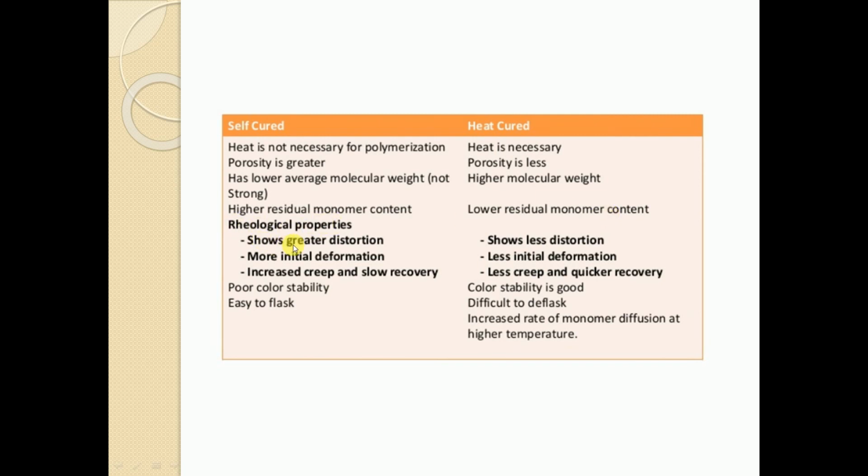Rheological properties, self-cure shows greater distortion. Heat-cure shows less distortion. Self-cure shows more initial deformation. Heat-cure shows less initial deformation. Self-cure shows increased creep and slow recovery, and heat-cure shows less creep and quick recovery. Self-cure has poor color stability. Heat-cure has good color stability. Self-cure is easy to flask. Heat-cure is difficult to flask. There is an increased rate of monomer diffusion at the high temperature in the heat-cure.